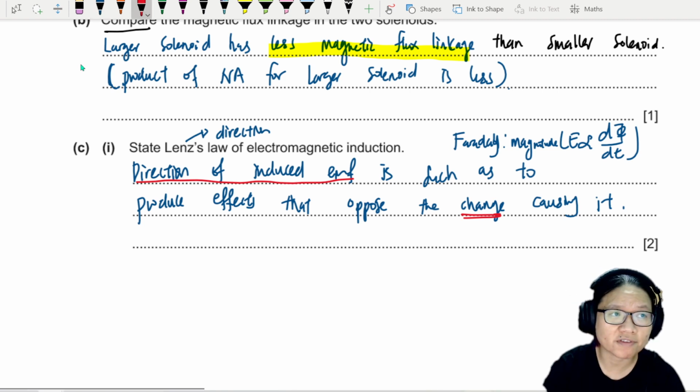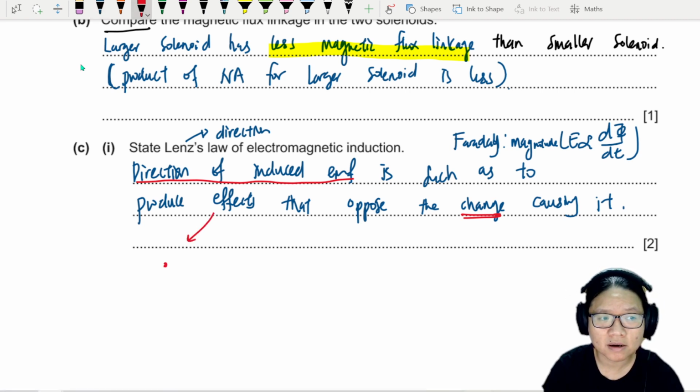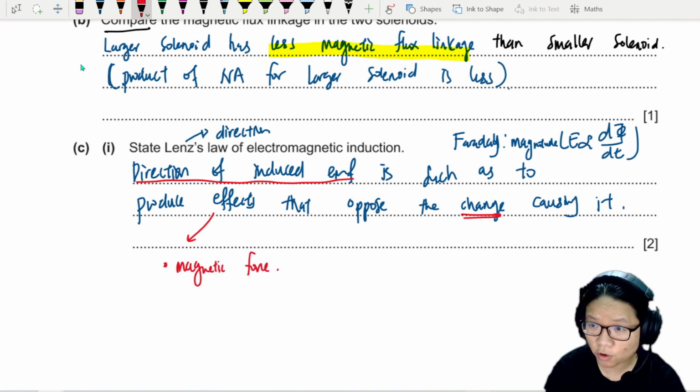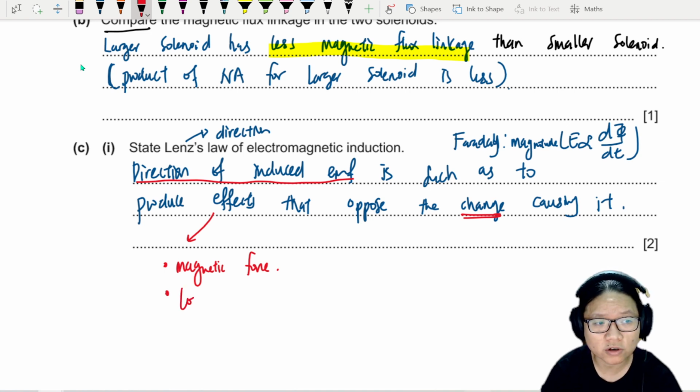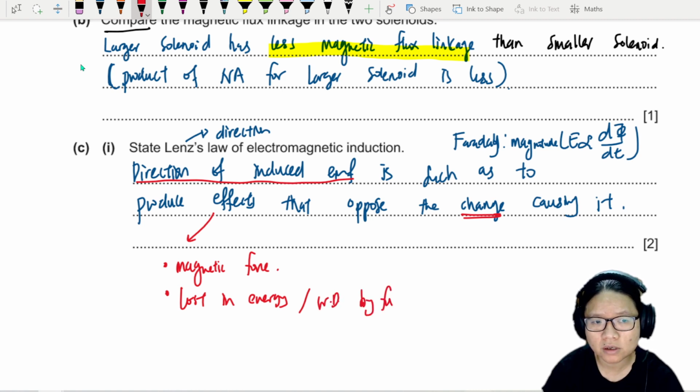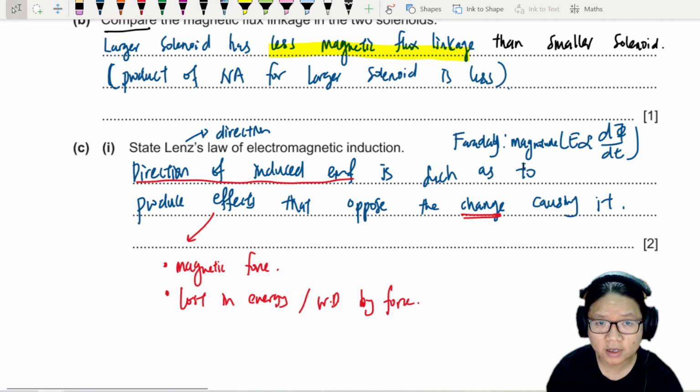This kind of effect can be seen, for example, as a magnetic force, either a force of attraction or repulsion, depending on the change. It can also be seen as a conversion or a loss in energy, or work done by a force. So the system that is actually creating the change is the one that loses energy.